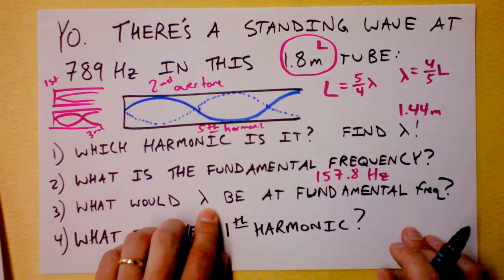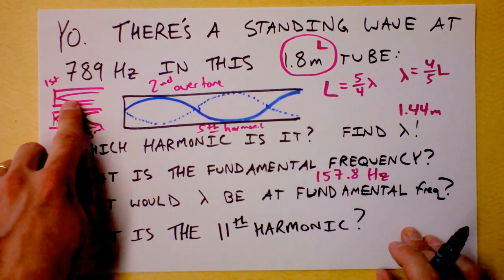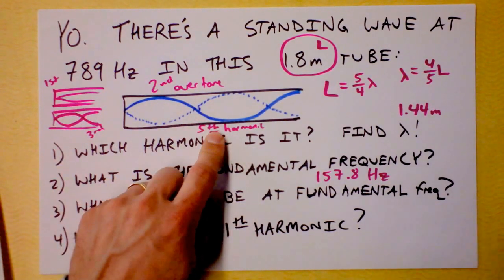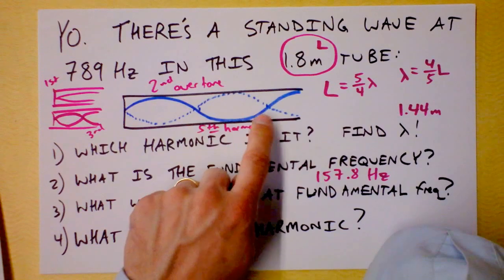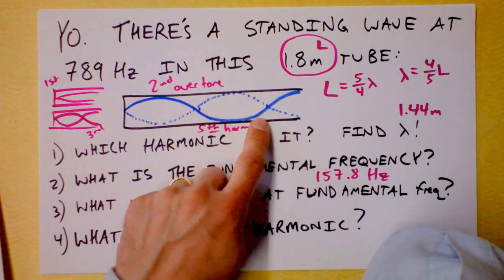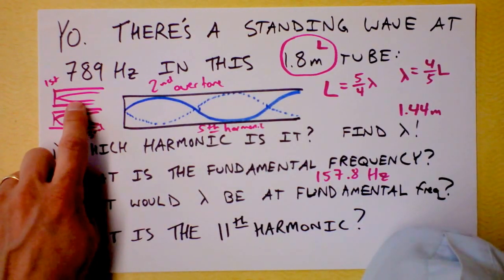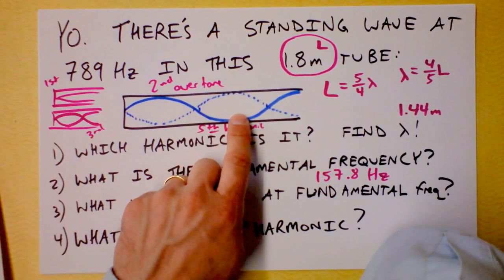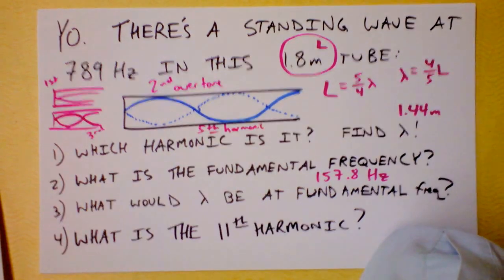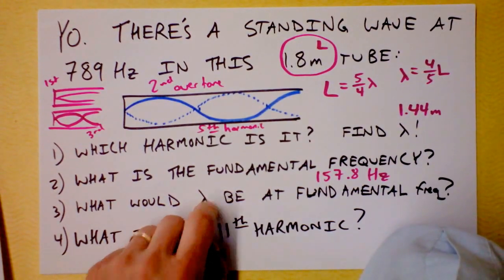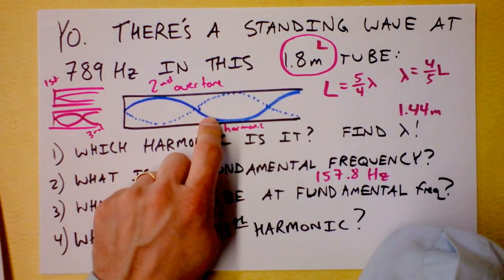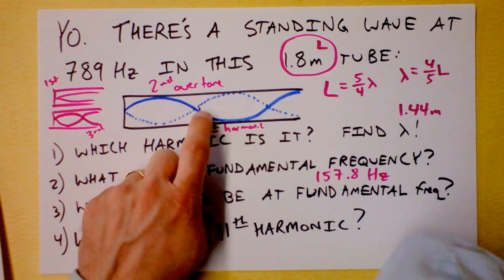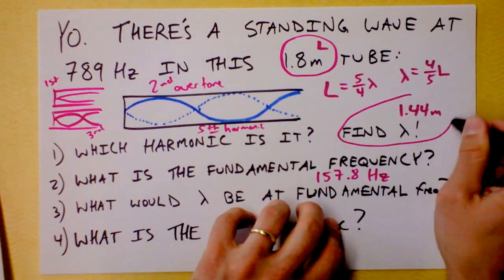Lambda at the fundamental frequency looks like it would be 5 times different from lambda at the fifth harmonic. Does that mean that lambda is going to be bigger or smaller? This looks like a much, much bigger wave because I can only fit 1/4 of it here, but here I can fit 5/4 of that tiny little fifth harmonic wave. So lambda at the fifth harmonic is 1.44 meters.